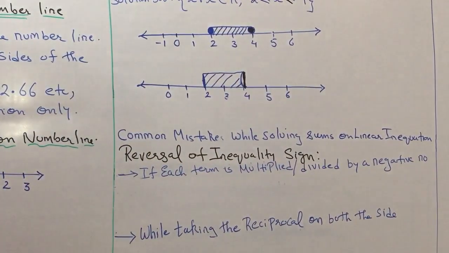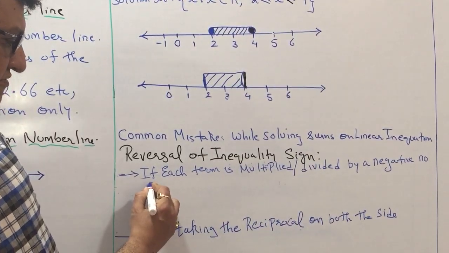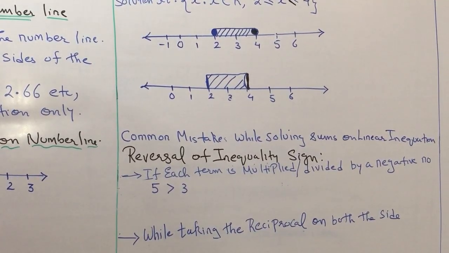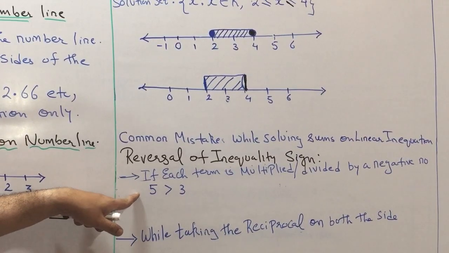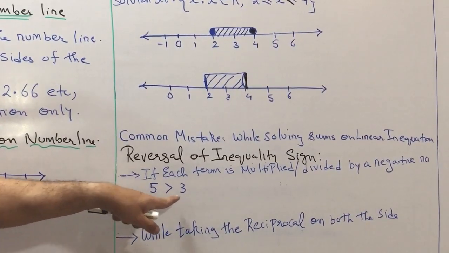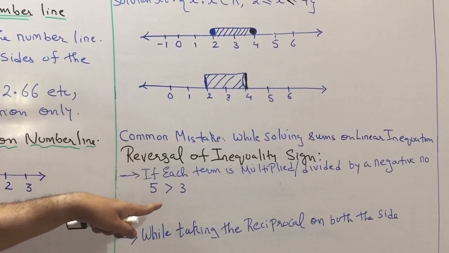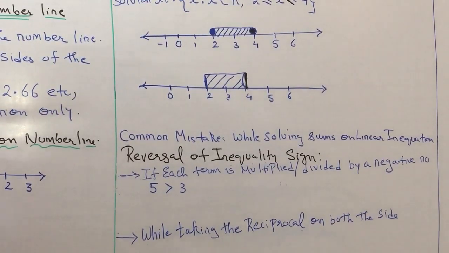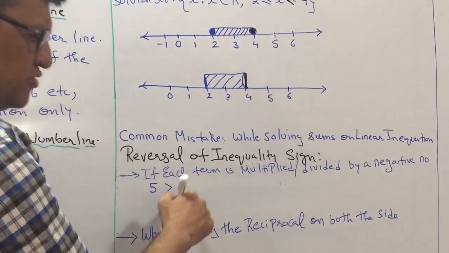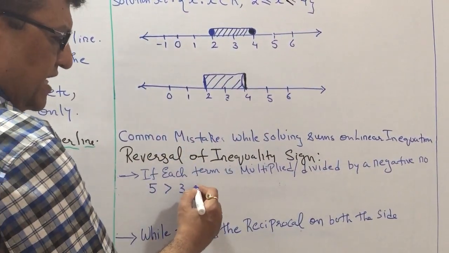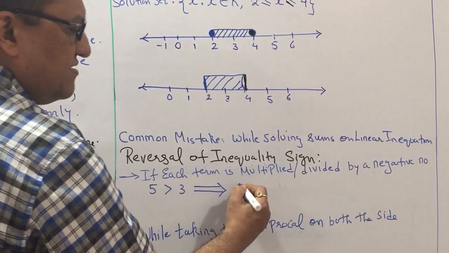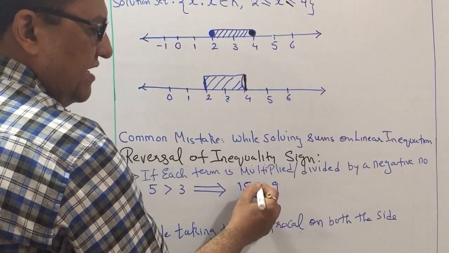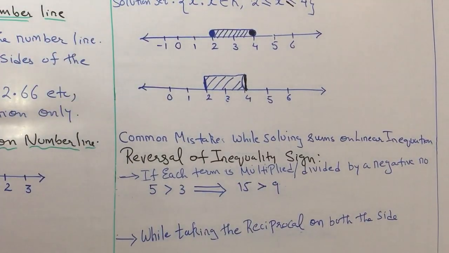So let me take an example. Let me say that 5 is greater than 3. We all are aware 5 is greater than 3. But what if I multiply the entire inequality by 3? I'm not writing it out because we don't have space. After multiplying this inequality by 3, 5 threes are 15, 3 threes are 9. Still, I shall say 15 is greater than 9.